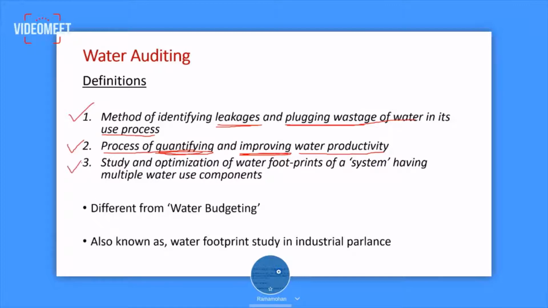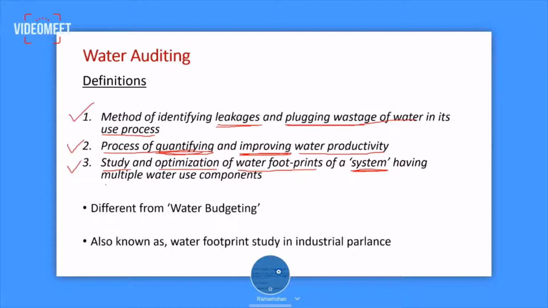Then finally, there is a third definition which says that it is the study and optimization of water footprints of a system having multiple water use components. A new term has appeared here. Let me explain the system first. A system means a collection of different components, different units where water is used for different purposes. Altogether, it is called a system.